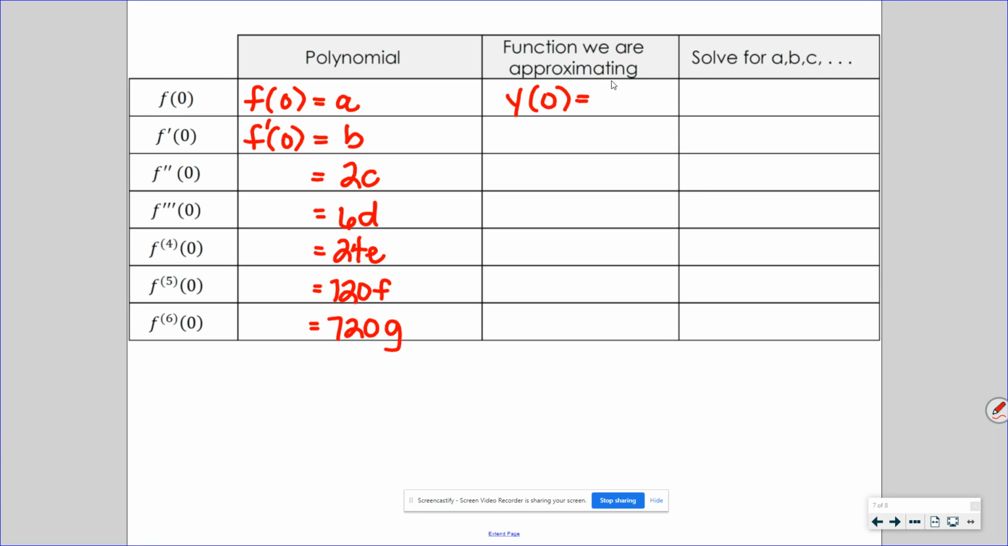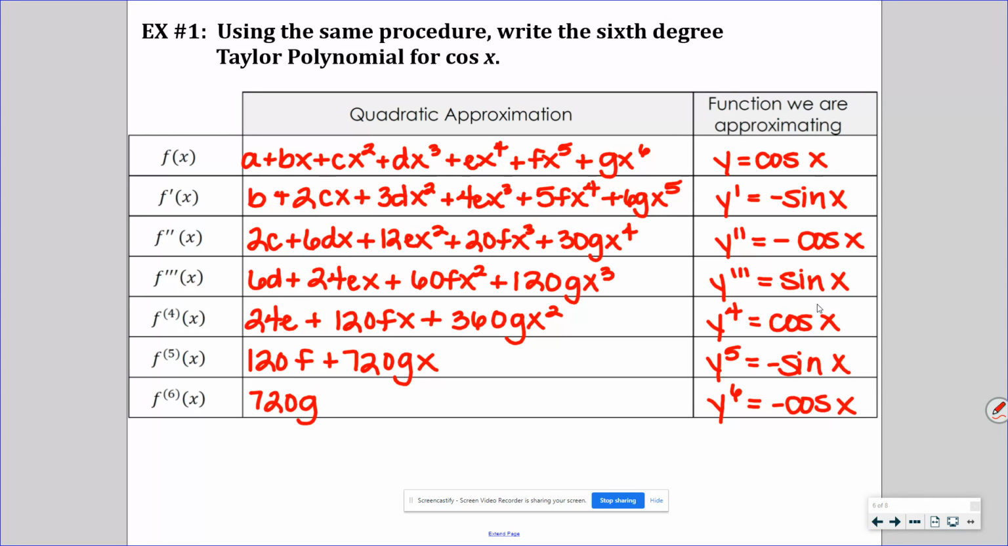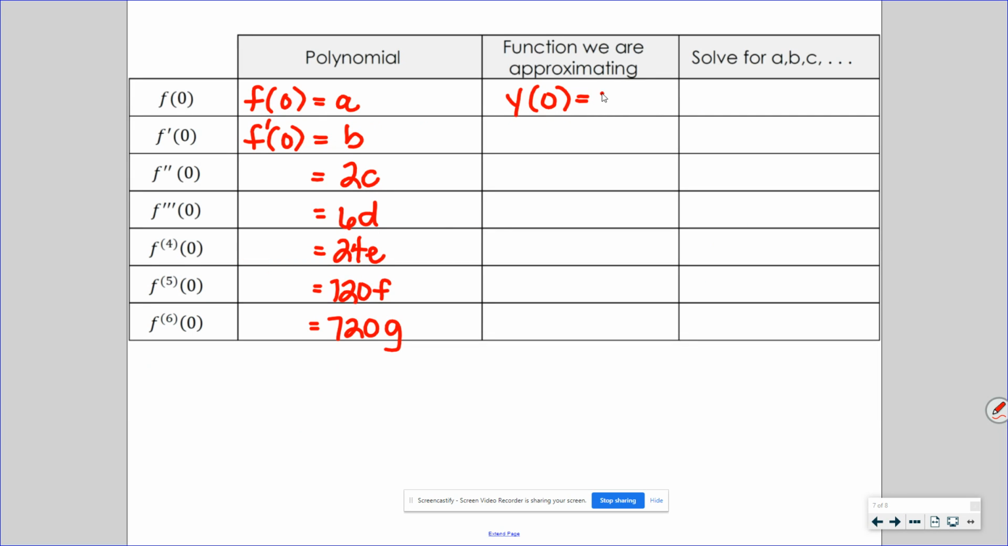The function we're approximating, so this is us working on that right-hand column and plugging 0 in everywhere we see x on that right side. So we get 1, 0, negative 1, 0, 1, 0, negative 1. And then solve for A, B, C. So remember, this is the step where we take our value over here and set it equal to this number, and then solve to find the value of A, B, C, and so forth. So A would be 1, B would be 0, C is going to be negative 1/2.